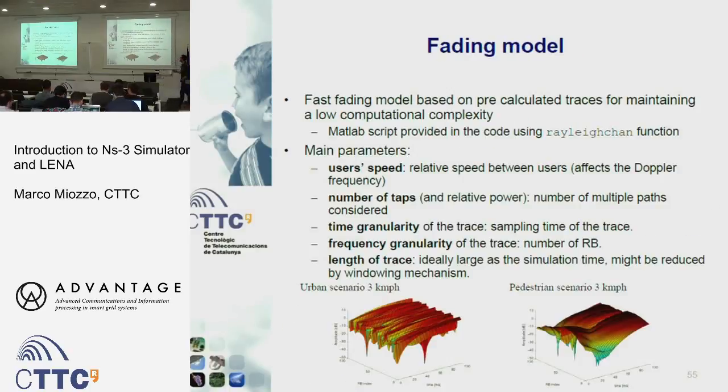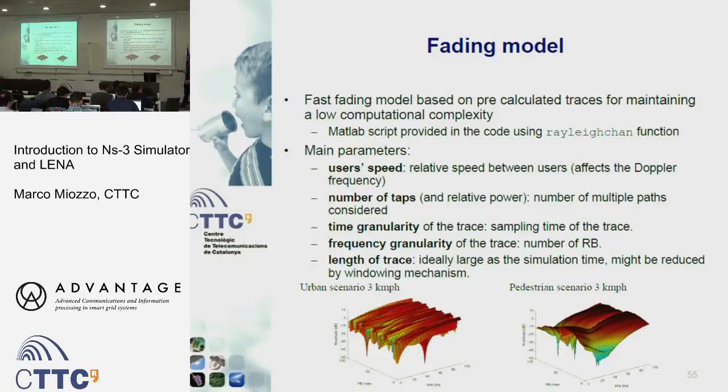The fading model is an example of what we were discussing before, an integration of MATLAB with ns-3. We provide a MATLAB script in the code which, by using a Rayleigh channel function, can generate some pre-calculated traces. The traces can be configured according to user speed, the number of taps, so the number of different paths that the signal uses to reach the destination, the frequency granularity, and the length.